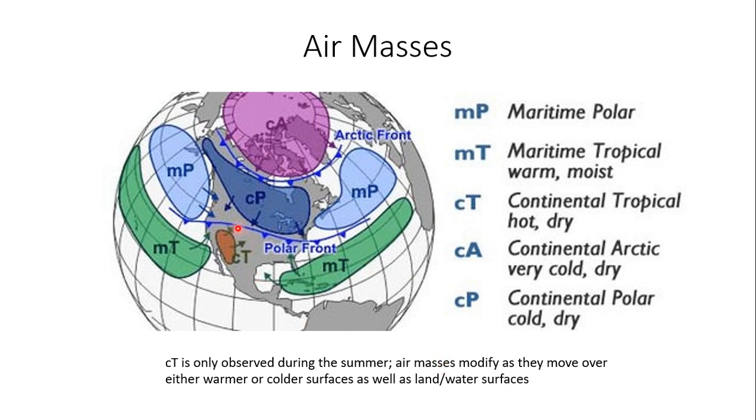Again, I mentioned in the last slide, this type of air mass is only observed during the summer season, and air masses, again, are going to modify as they move out of their source regions. They're going to move over warmer or colder surfaces, as well as land and water surfaces. For example, a cP air mass moving out over the North Atlantic Ocean may very well transition from a continental polar to a maritime polar air mass. So there are a lot of varying degrees of changes of air masses as they move out of source regions.